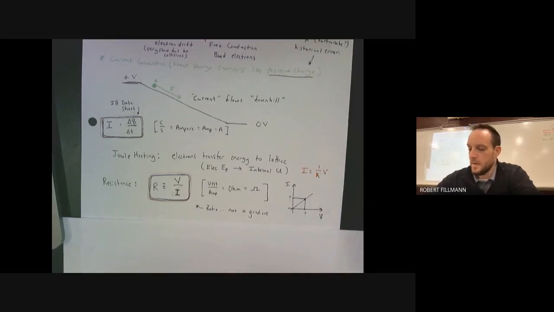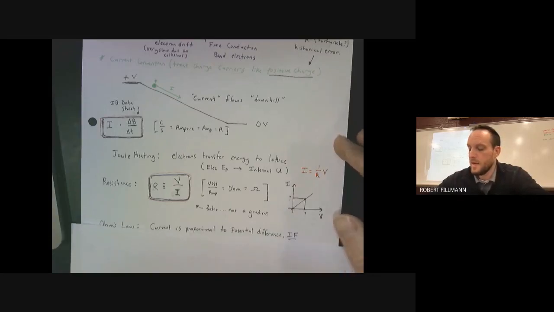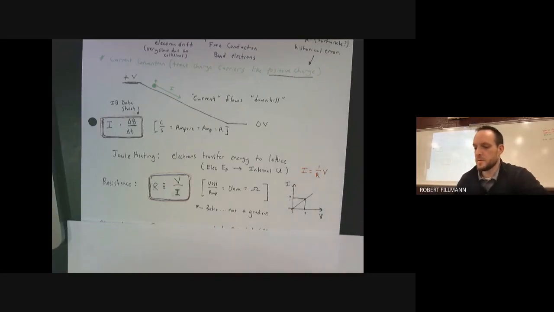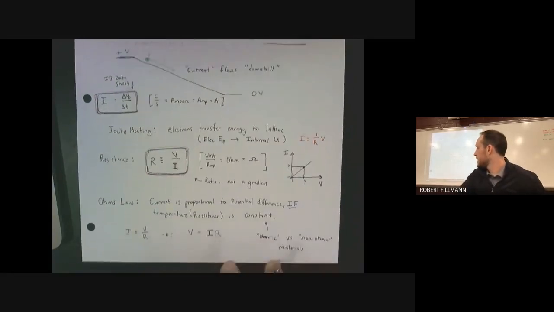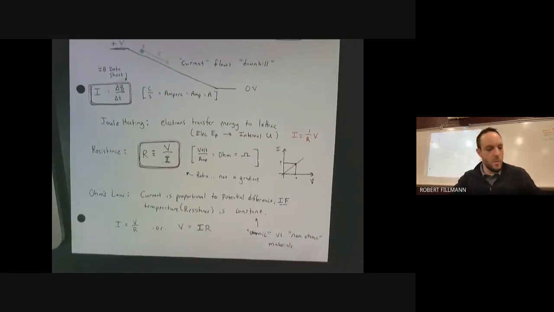However, this relationship doesn't have to be a linear relationship. For some materials, the relationship is linear, that if you double the voltage, you get double the current. Many materials do behave that way, and if they do, they're called ohmic materials. And we need to differentiate between materials that are ohmic and materials that are non-ohmic. And so the way we do that is through something called Ohm's law.